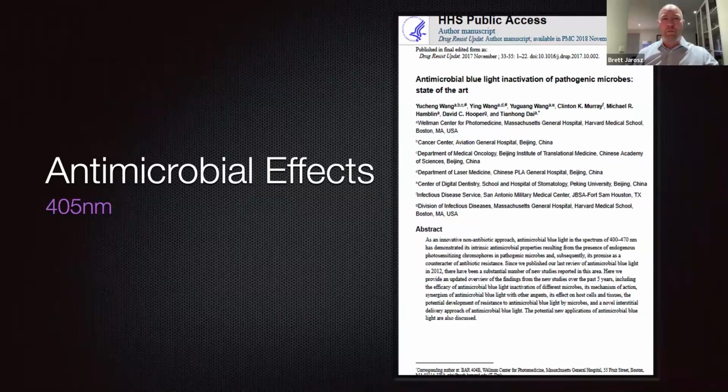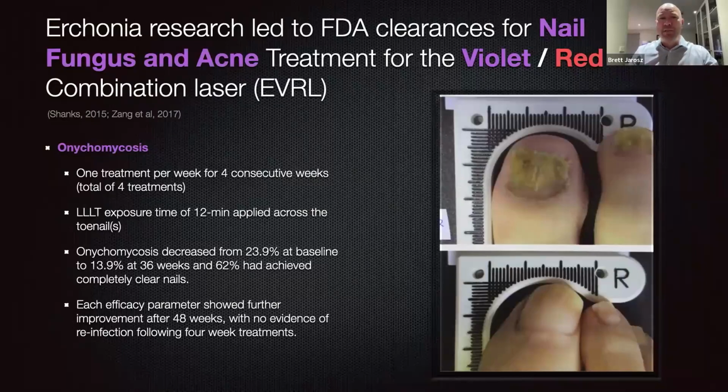So if we're looking at blue and violet light, Erconia themselves have done a study on nail fungus and acne using the violet red, and they showed that for toenail fungus, 1 treatment per week for 4 consecutive weeks, just 12 minutes of applying the laser across the toenails, toenail fungus decreased from 23.9% at baseline to 13.9% at 36 weeks, and then 62% had achieved completely clear nails at that time. Each parameter showed further improvement after 48 weeks with no evidence of reinfection following those 4-week treatments.